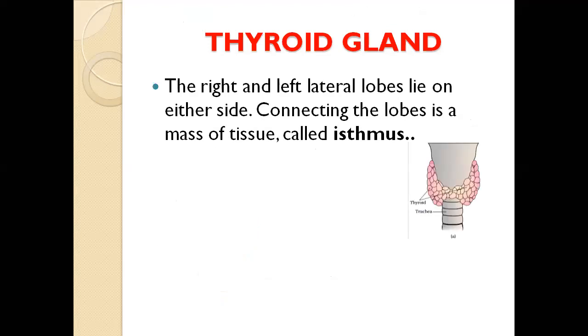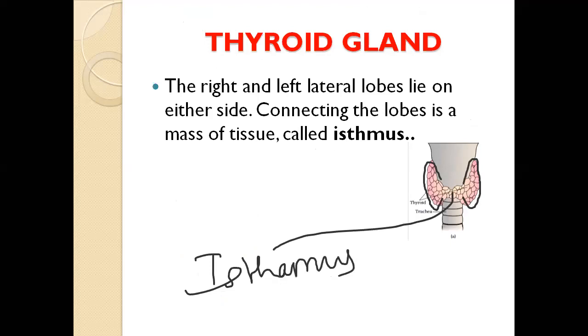The right and left lateral lobes lie on either side. Let me show you the lobes here. These two are the lobes of the thyroid gland. Connecting the lobes is a mass of tissue called the isthmus. This is the isthmus. Okay, so that is the isthmus.